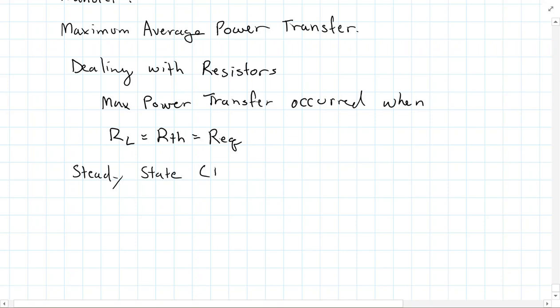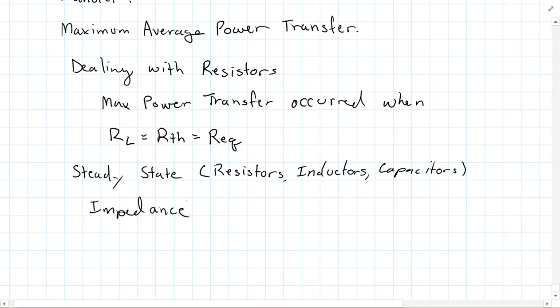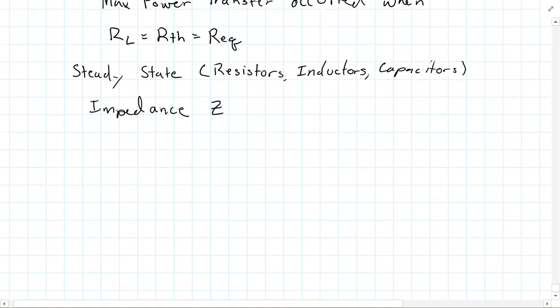we now have resistors, inductors, and capacitors, and we do impedance, Z. So what we're asked to find then, of course, is, well, we want to know what load should I attach for maximum average power transfer.